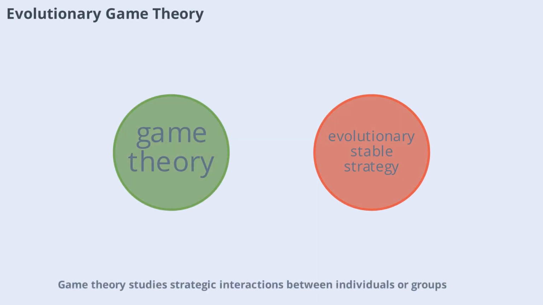Game theory studies strategic interactions between individuals or groups. In biology, evolutionary game theory uses computational models to explore how cooperation, competition, and other behaviors evolve. By simulating different strategies and their outcomes, researchers can understand the dynamics of social behavior in animals, microbes, and even humans. Evolutionary computation provides the tools to model these complex interactions and predict evolutionary stable strategies.